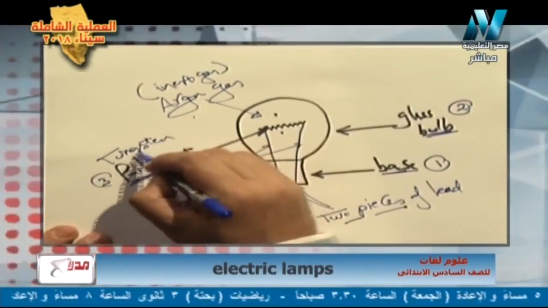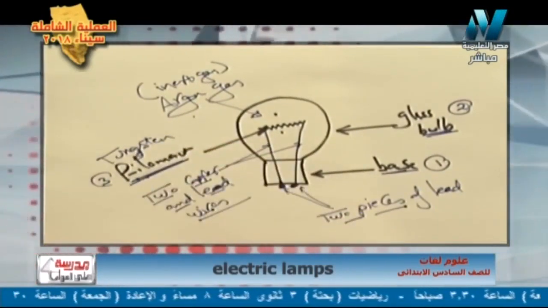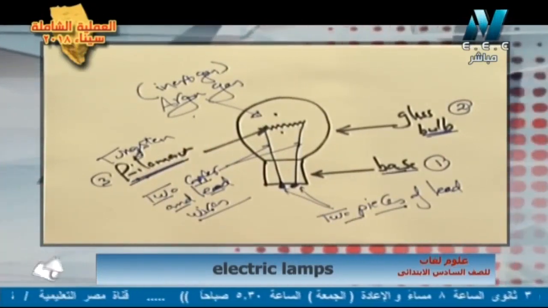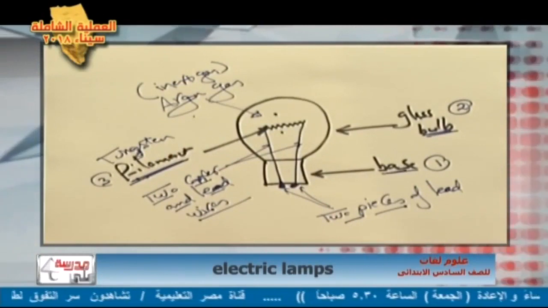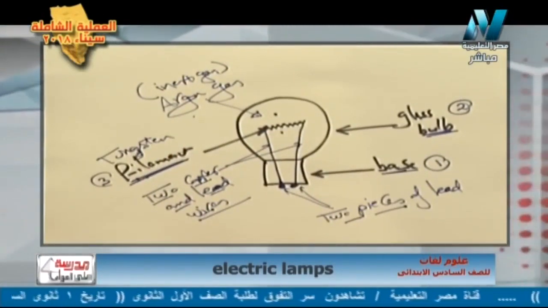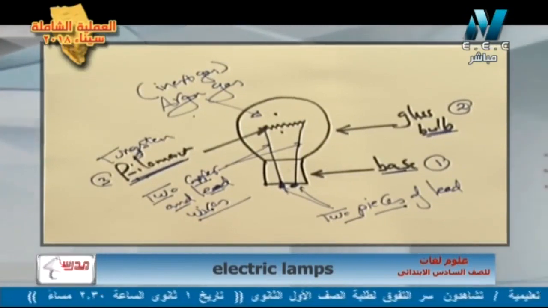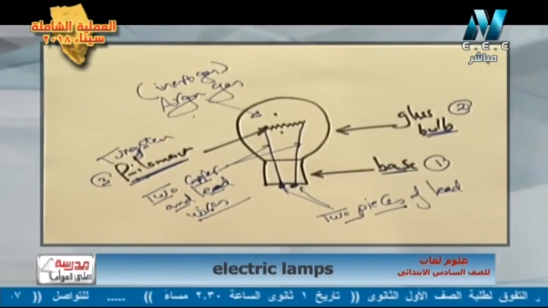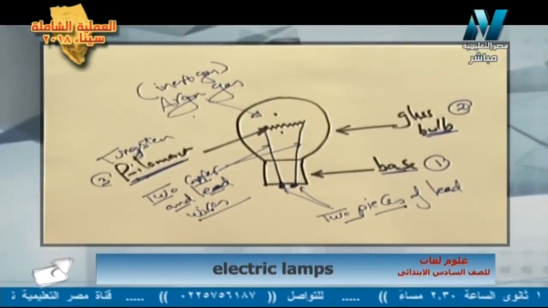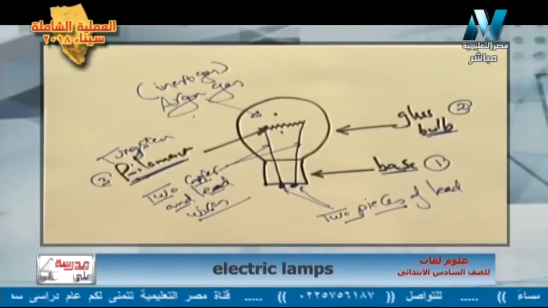Tungsten, why? Because it has a high melting point. Can we make the filament from copper, for example, or from iron? No, because none of them has a high melting point such as tungsten. So the filament is made of tungsten specifically because it has a very high melting point, so it withstands, and it will increase the lifetime of the light bulb.